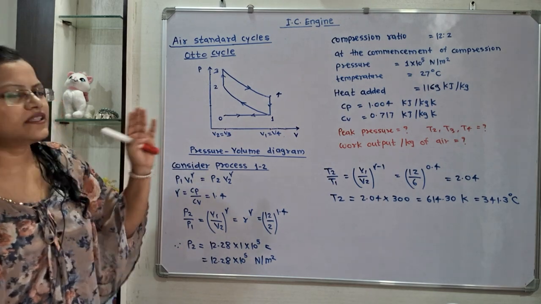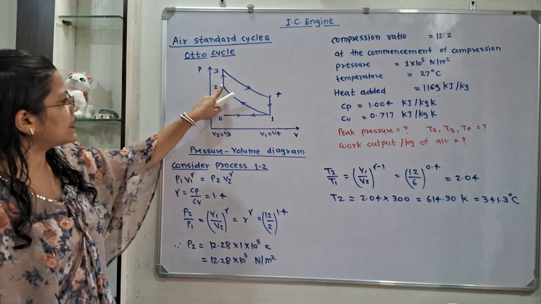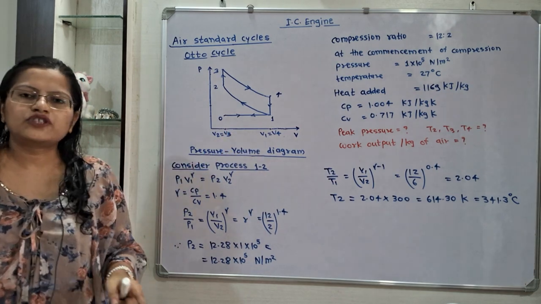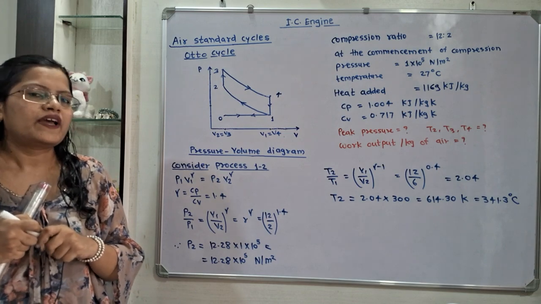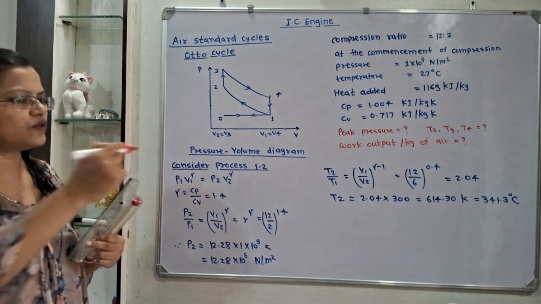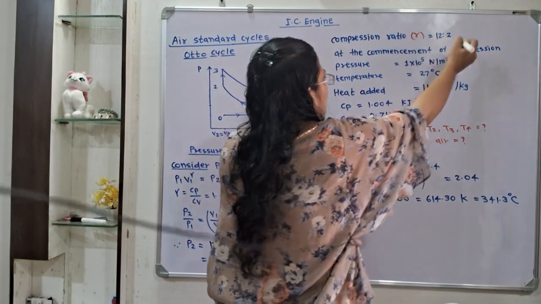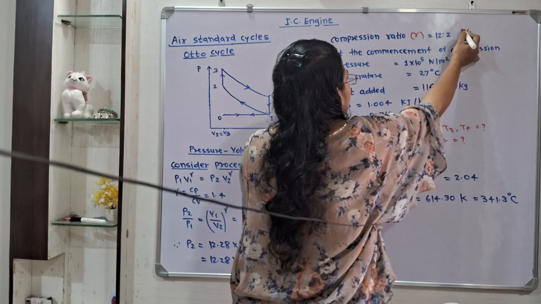Now compression ratio is given. If we observe, V1 is more than V2. So the ratio of V1 by V2 is known as the compression ratio, and its notation is r. So we will show its notation here: r is equal to 12:1, and this is the ratio of V1 by V2.